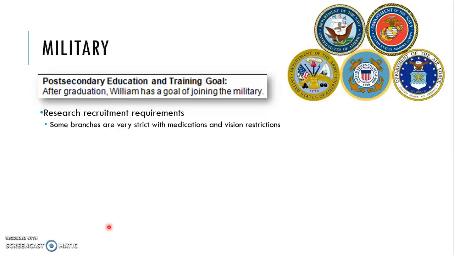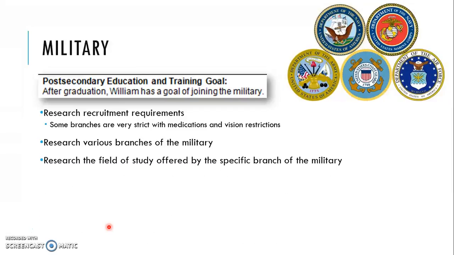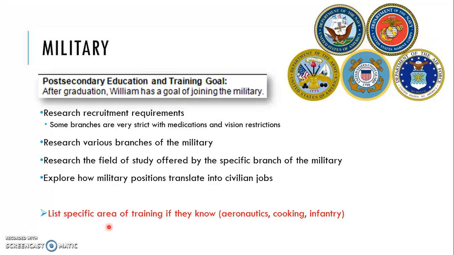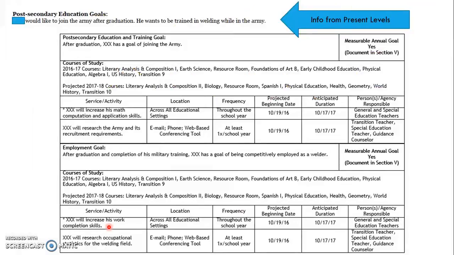Researching recruitment requirements. Remember, there are certain branches that are very strict about certain diagnoses, what medications they're taking, vision. We need to make sure that we're looking into all of those so that it is a realistic choice for the student. Research various branches of the military, research a field that's being offered by a specific branch, explore how military positions translate into civilian jobs, and remember, be specific if we know what they're looking into. If they're going in for a specific purpose, we want to make sure we're noting that. So here's an example. These have been updated. You normally are right out of the cheat sheet that I've given you, but these have now been updated with all of the new requirements.